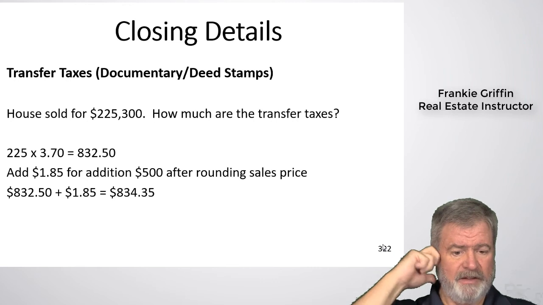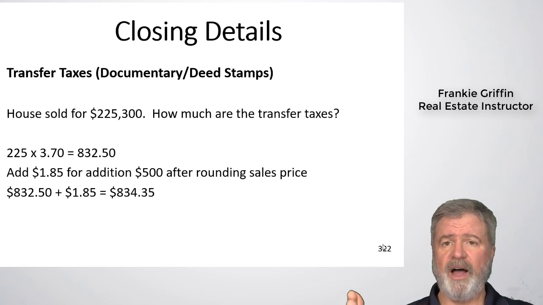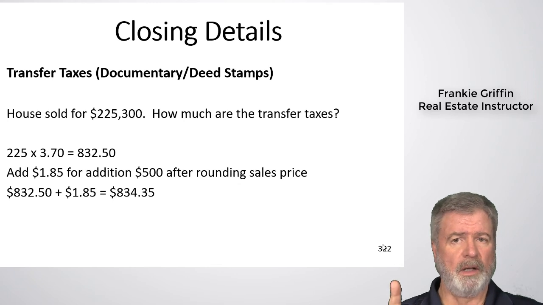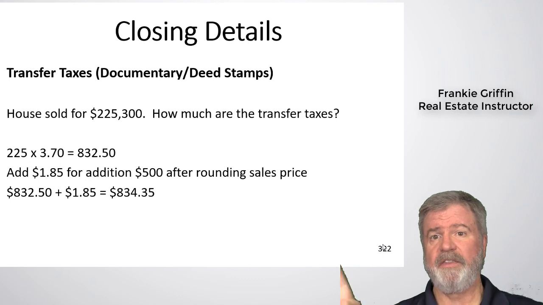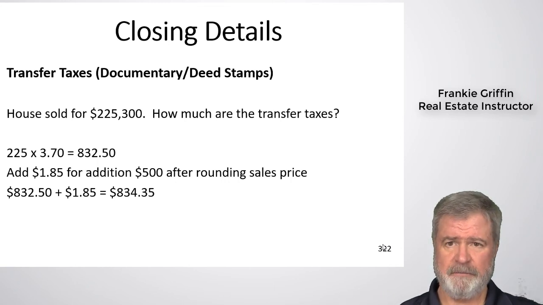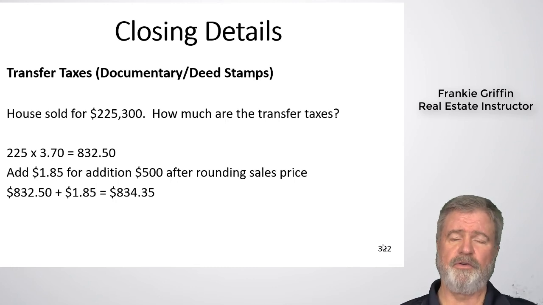So now we're doing the math to figure out how much this costs. Well, we know it's $3.70 per thousand. Well, how many thousands are in 225,500? Well, 225. So you take the 225 times 3.70. Now y'all listen to me. Where a lot of people make their mistake, and I see this in the classroom a lot, they'll do the 3.70 times 225,000. Y'all, there's not 225,000 thousands in the sales price. There's only 225 thousands, right? So don't make that mistake. It's 225 times 3.70. Well, that gives you $832.50.